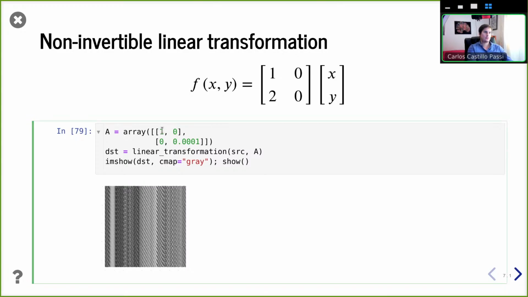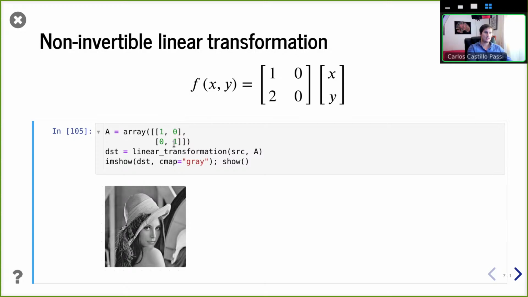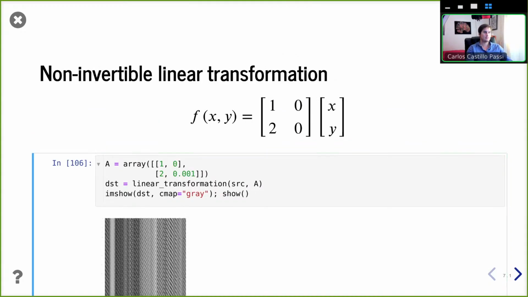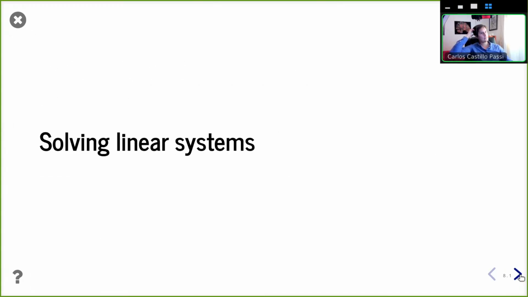So if I do 0 and 1, I have this. If I now do the transformation, all the elements will collapse to one dimension, like this. So I have a loss of information here, therefore this transformation is non-invertible. Okay, so that's good and all. And how can we apply this intuition to solving linear systems?